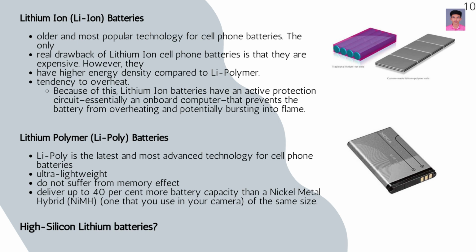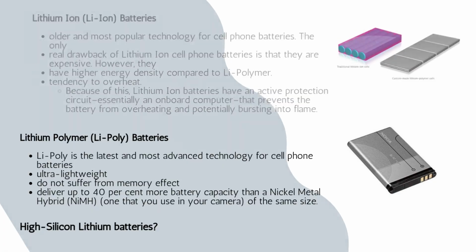Then lithium polymer batteries, which is the latest and most advanced technology for cell phone batteries because it is ultra lightweight and does not suffer from memory effect and delivers up to 40% more battery capacity than a nickel metal hydride of the same size. Then comes high silicon lithium batteries, which are currently in development, which claims to be more efficient than these two batteries.